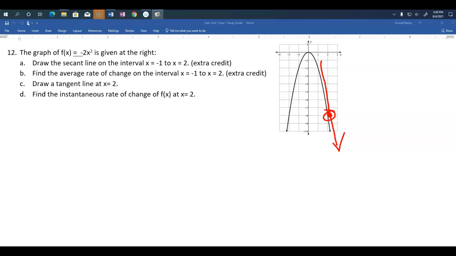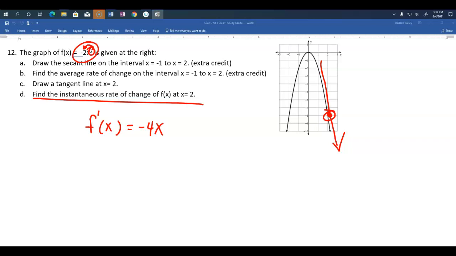The last one asks us to find the instantaneous rate of change. Hopefully you guys know that to find the instantaneous rate of change, you find the derivative of your function. Now my function is negative 2x squared, so I'm going to apply the power rule to that. I'm going to multiply the 2 times the front, and that gives me negative 4x. And then I'm going to take 1 away from the power, which leaves me with 1.